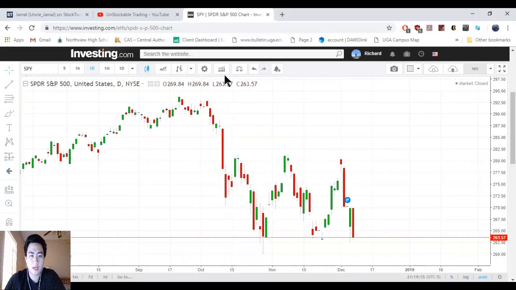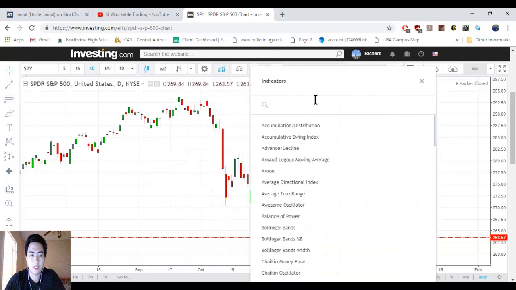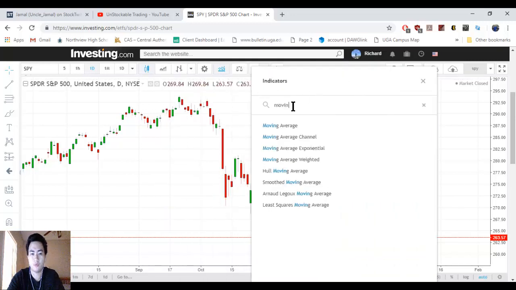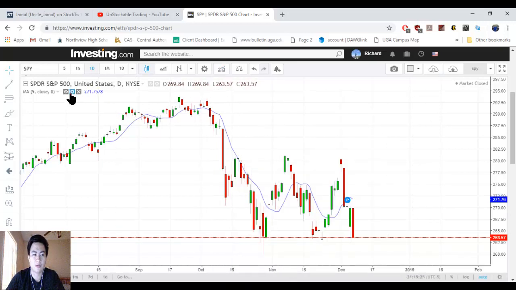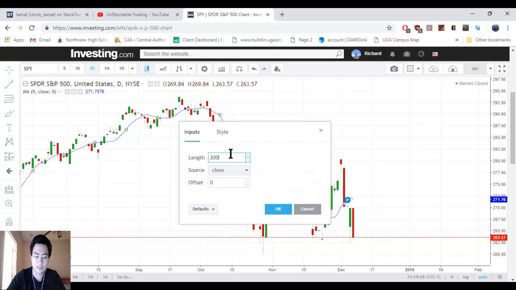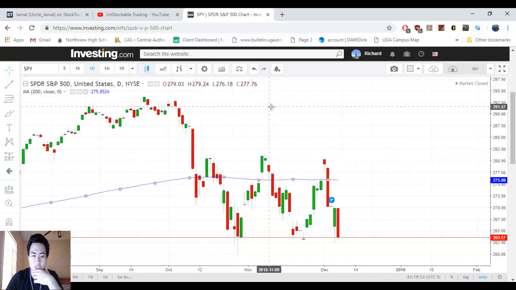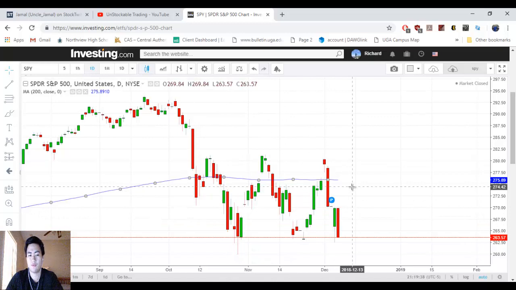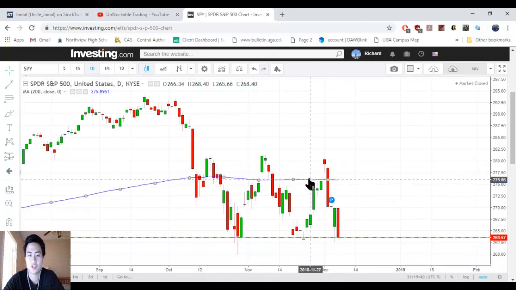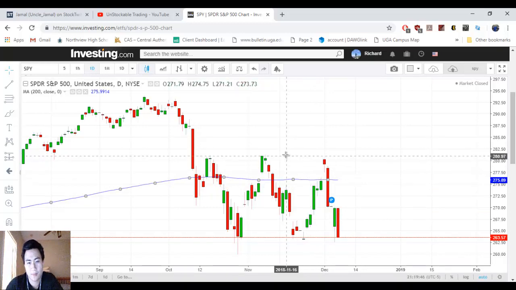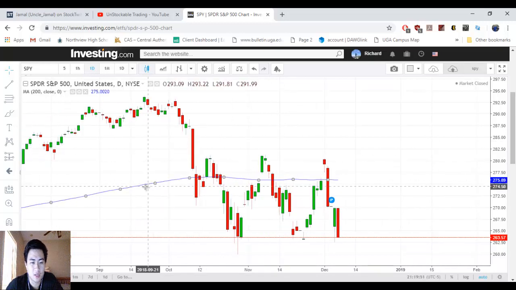So the first thing I look at on the graph, I'll click on the indicators right here and type in moving average. It depends on your personal preference. I do the 200 days moving average to know what the average price is for 200 days. So the first thing we see here, the whole thing right now is below the 200 days moving average. By the rule of thumb, everything that's below a 200 days moving average means that we are in a bear market, in which we are. So this is the 200 simple moving average.